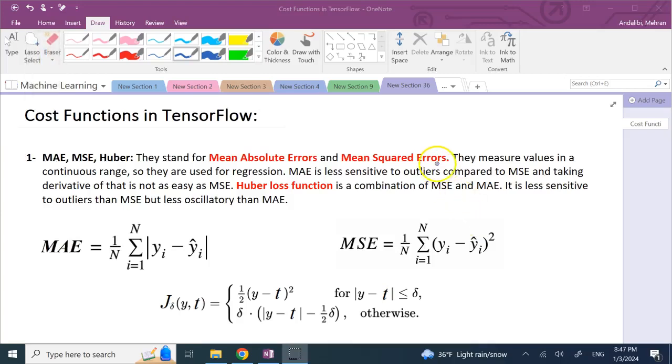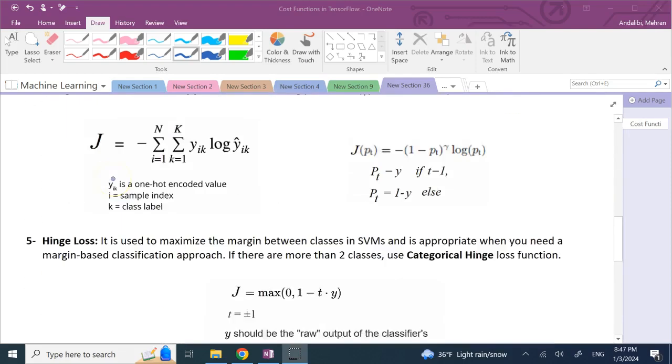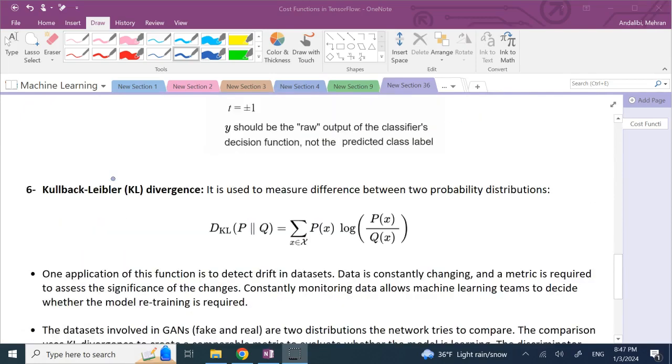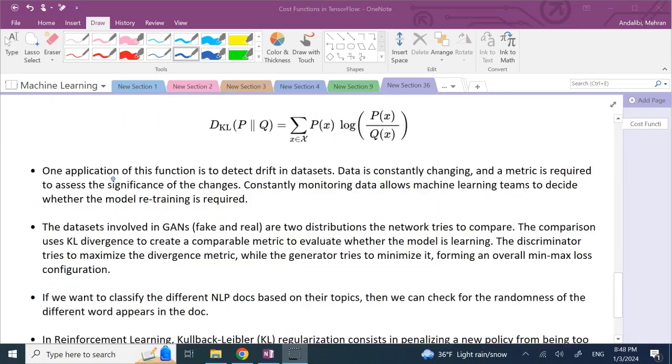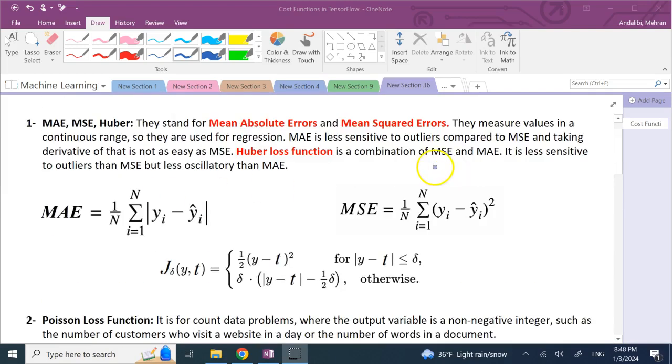Hello everyone. In this video we're going to talk about different cost functions in TensorFlow, and I'm not going to go through all of them. I have not collected all of them, but these are the major ones, the major categories. There are some other ones too that are closely related to these, but I would say these are probably like 70–80% of them that I have collected here.